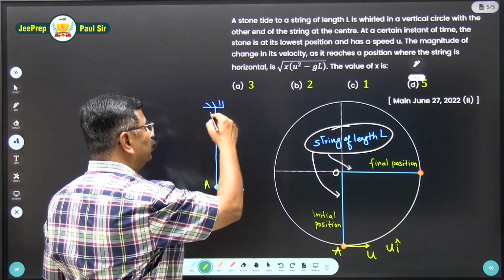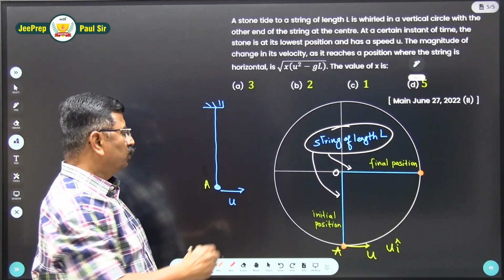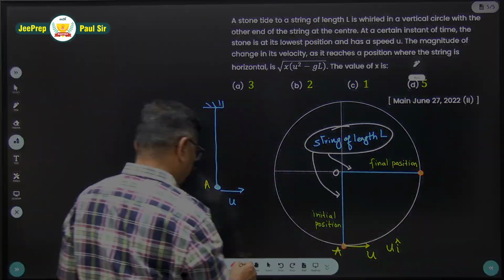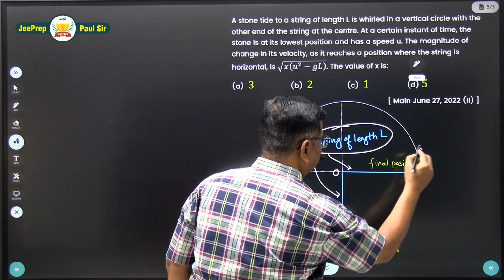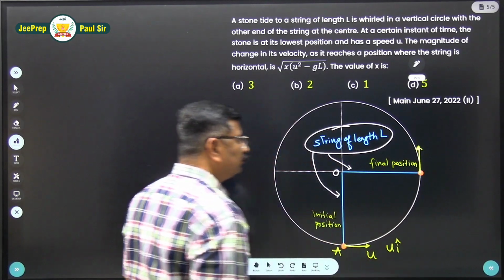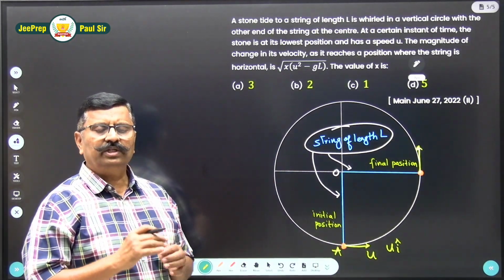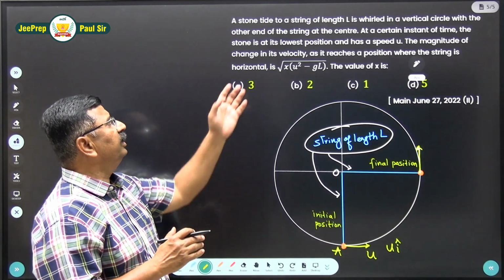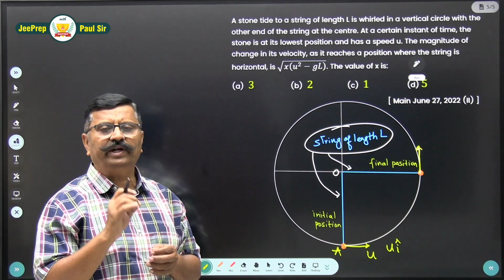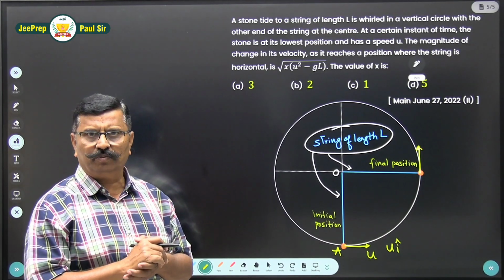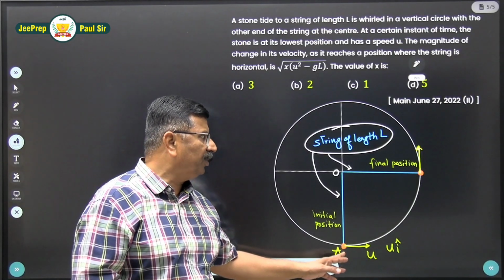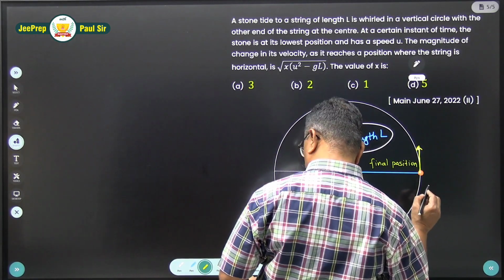Now what has been done? The string is made exactly horizontal. So stone will be here. So this is the final position of the string. So the velocity vector here is in this direction. Now we want to calculate the change in velocity. Of course, they have given a certain expression for the change in velocity. That expression consists of x and we need to find out that x. Now how to work out this problem? The methodology is this. As the stone is initially at point A and then finally it goes to point B.